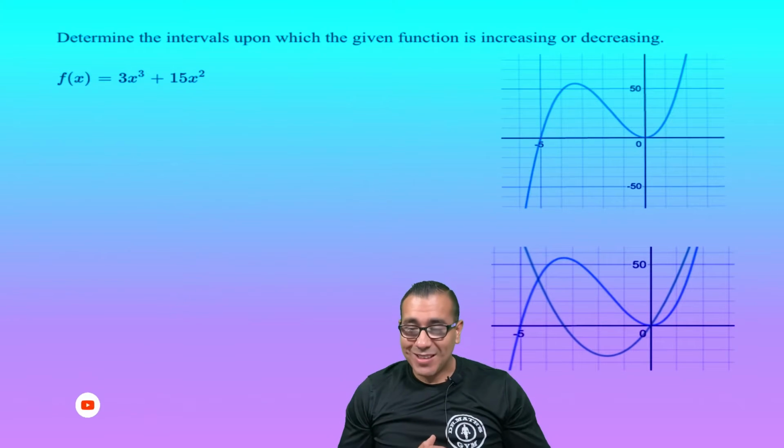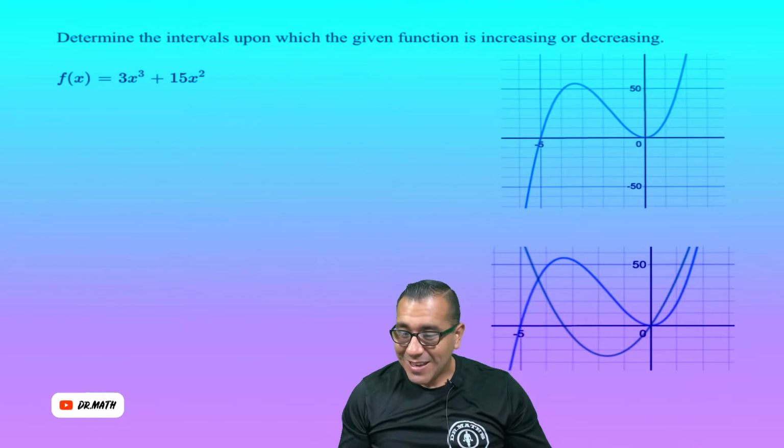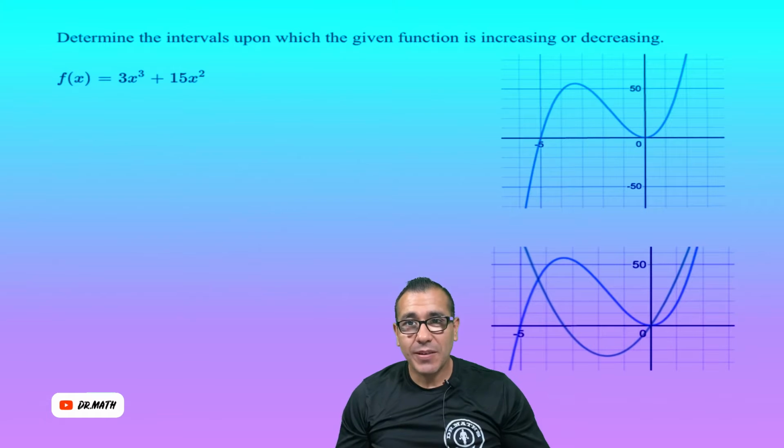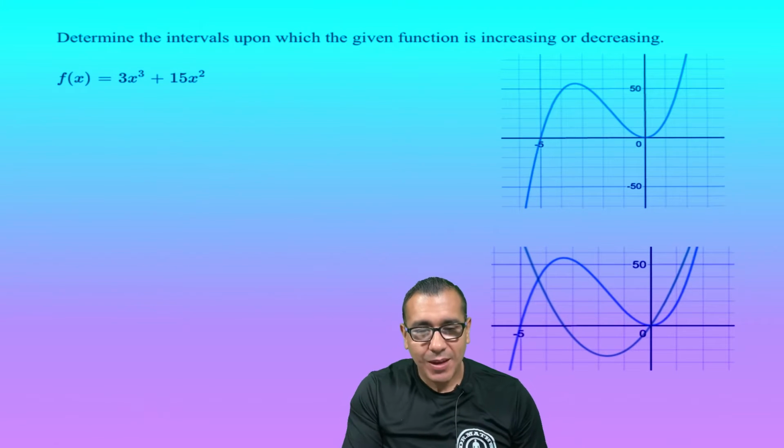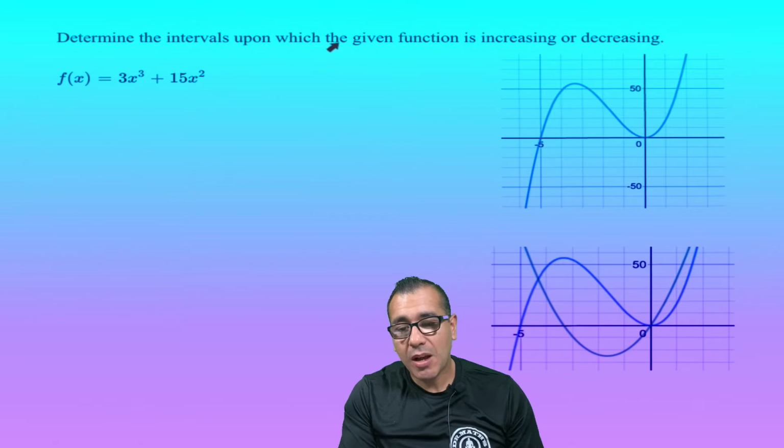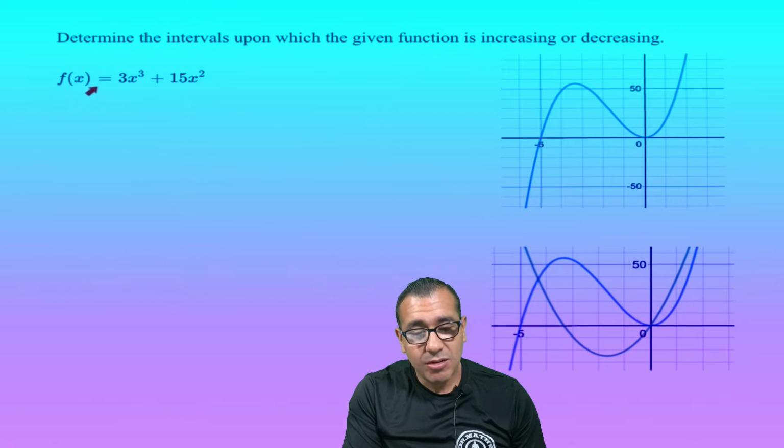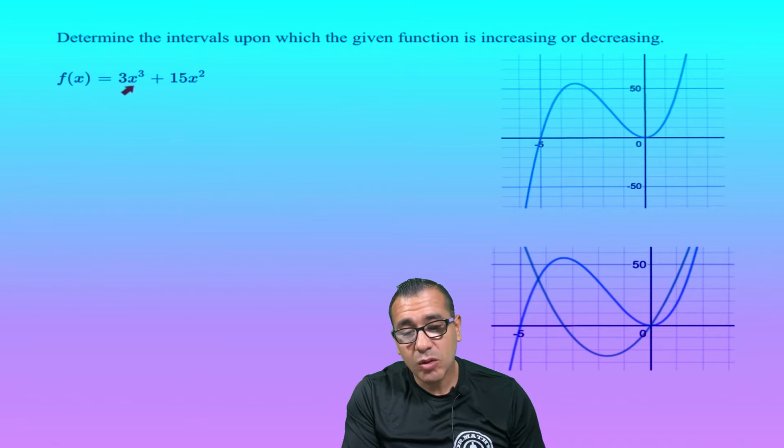All right, athletes, let's dive in and see how calculus, taking these derivatives, is going to help us answer these questions. Here's our first question. Determine the intervals upon which the given function is increasing or decreasing. And here's our function: f of x equals 3x cubed plus 15x squared.